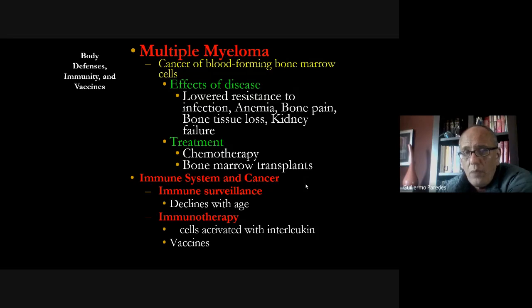All right, so multiple myeloma. Multiple myeloma is a cancer of the blood-forming bone marrow cells. They are going to form more cells, but these cells are abnormal. That means they are not effective. These white cells have the name, but they don't have the function. That is, in conclusion, multiple myeloma.